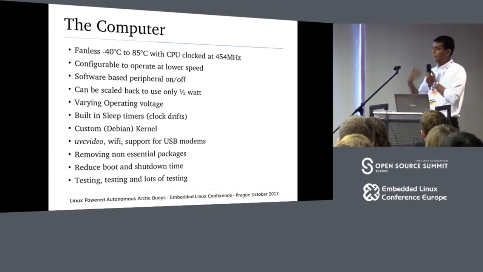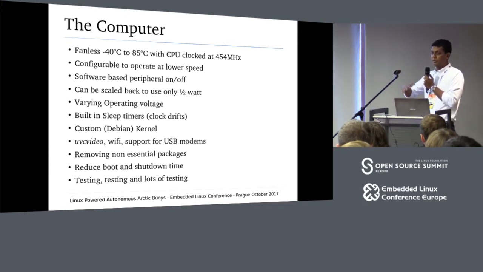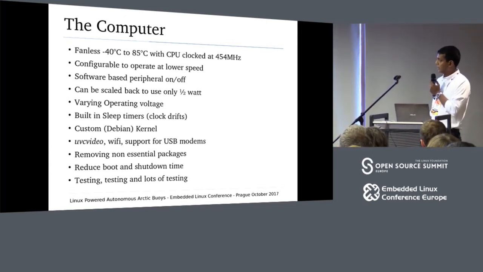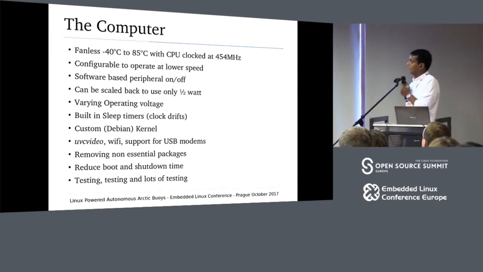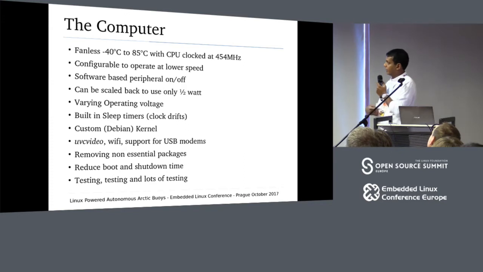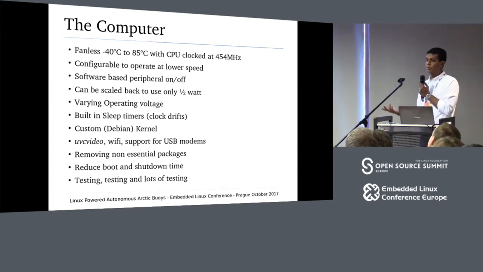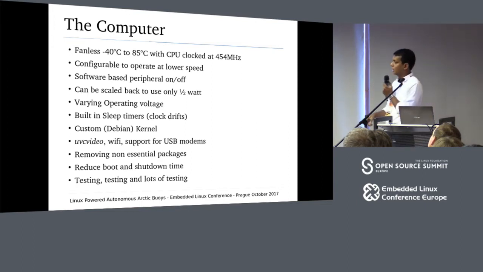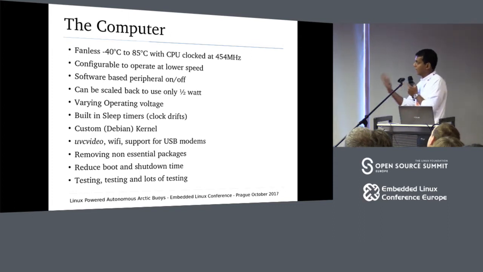So it's configurable to operate at a lower speed, so you can slow down the clock and actually use less power. But of course, it does less, it's much slower. And there's another good thing about this computer board, I'll show a picture about that: the peripherals you can turn on and off through the software, which means you can turn on and turn off a particular bit and the USB goes off, right? So you can manage power like that.